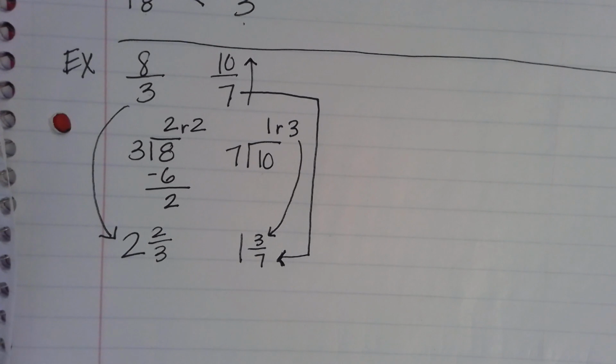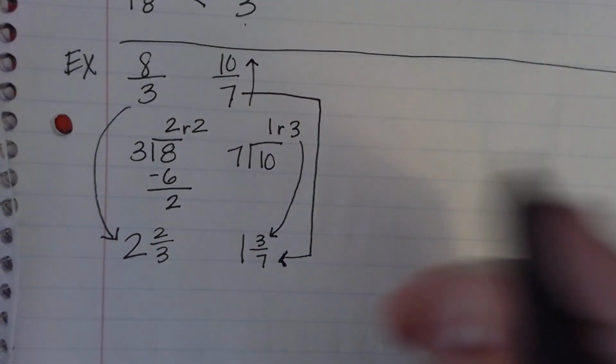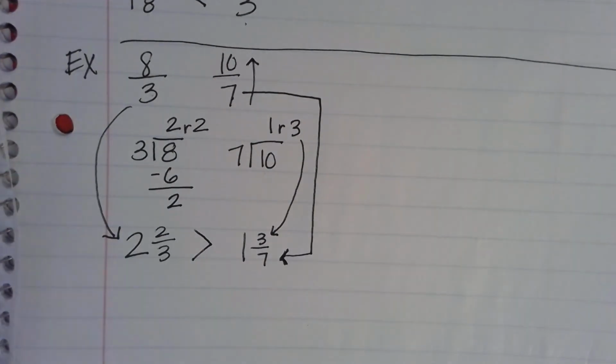We have broken these two improper fractions into mixed numbers. Again, step 1, we said we would check the whole numbers, which makes it extremely clear that 2 2/3 is greater than 1 3/7. Okay, finish writing that down.